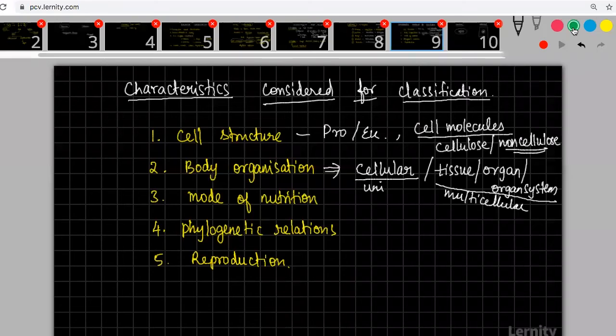The third property is mode of nutrition. Whether something is autotrophic or heterotrophic or saprotrophic or any other mode of nutrition. Basically, saprotrophic will come under heterotrophic only, but we are considering it as a separate thing. So what he was trying to say was that different organisms have different modes of nutrition. So he considered mode of nutrition as one of the criteria for classifying organisms.